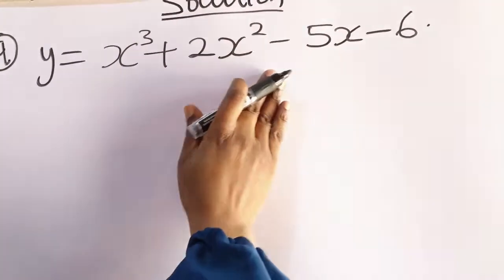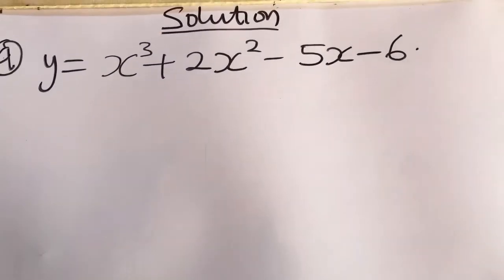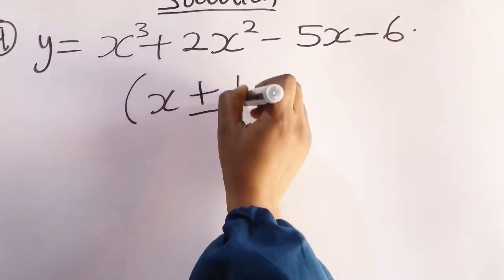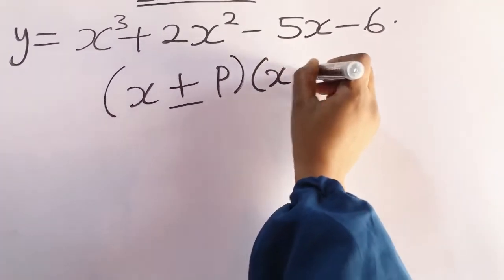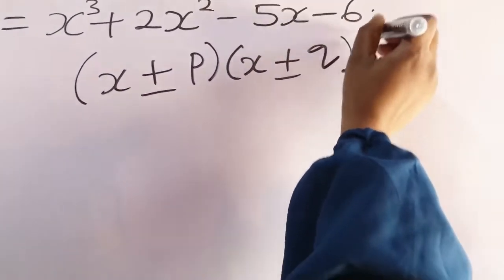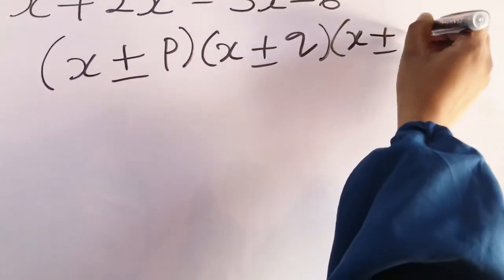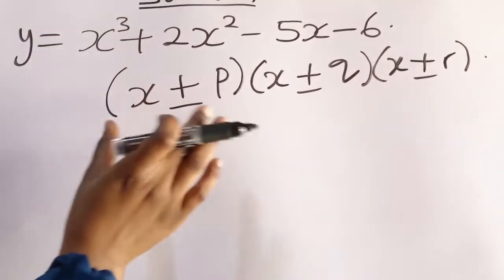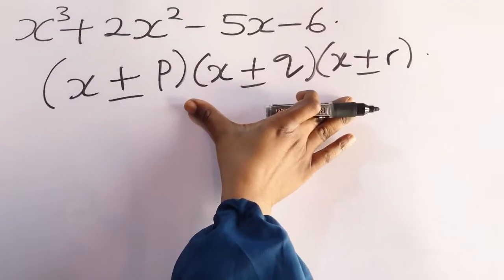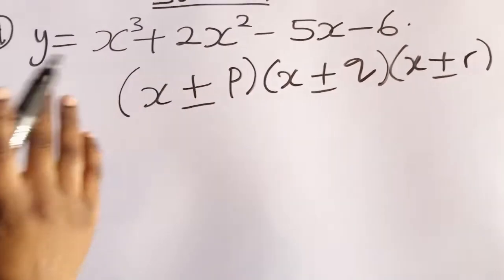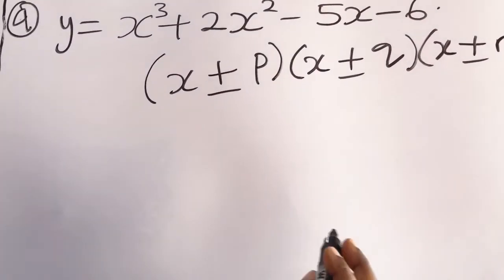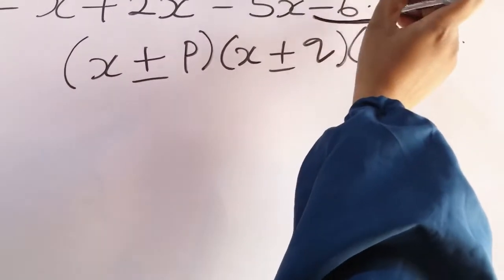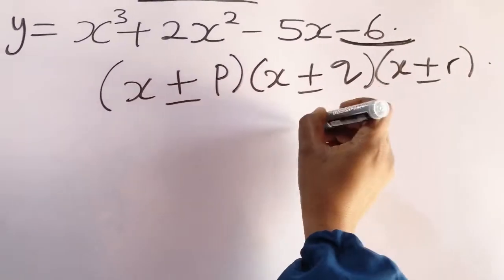Now, we have to solve this one by the factor theorem. That is, it must be in the form of x plus or minus p, x plus or minus q, multiplied by x plus or minus r. Because the highest power of this variable here is 3, we have 3 factors of this polynomial. The next thing we need to do is look at the last term of this polynomial, the constant term, which is minus 6.